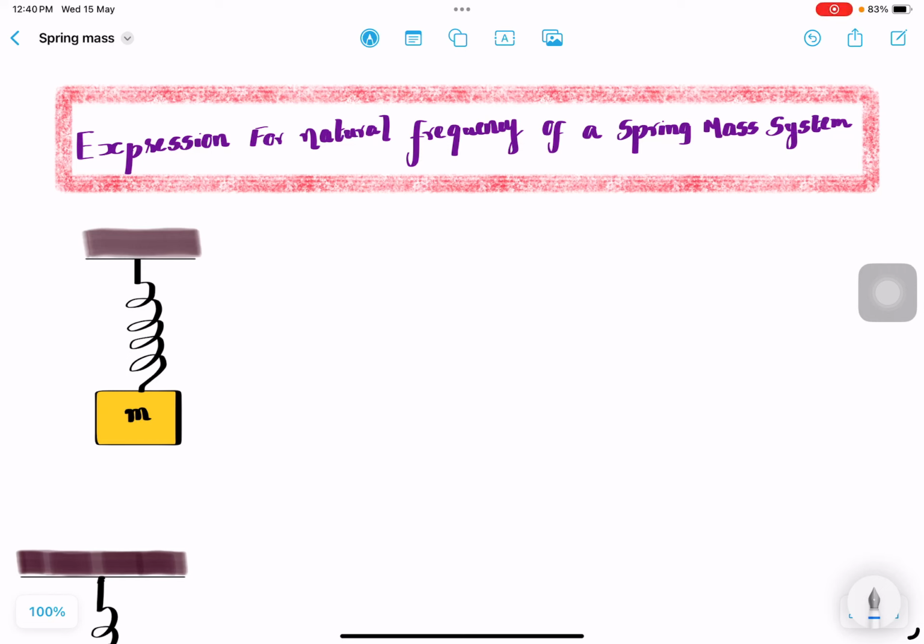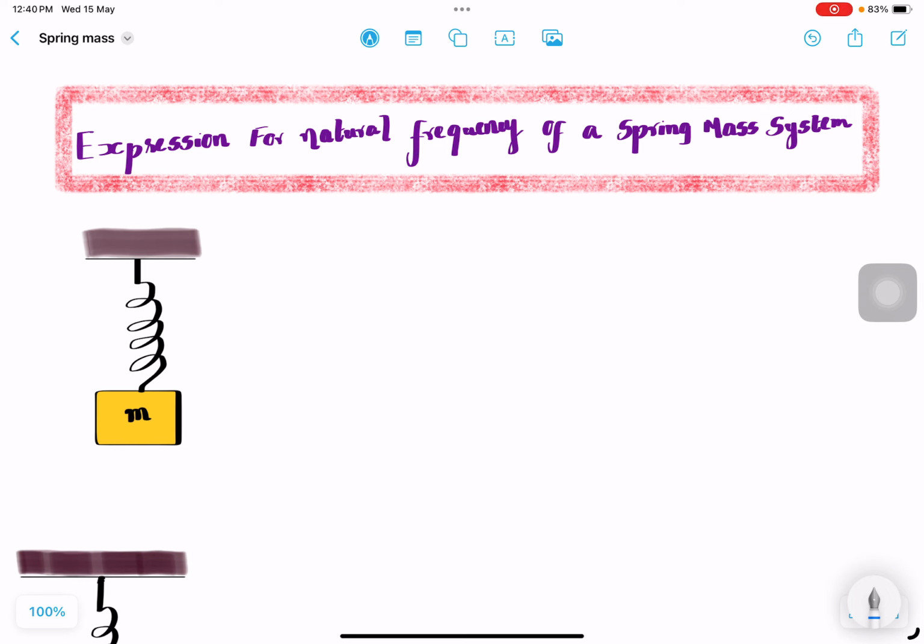Hello everyone. Today we are going to derive the expression for natural frequency of a single degree of freedom spring mass system. There you could see the spring mass system. It is an undamped system. There is no damper that you can see there.